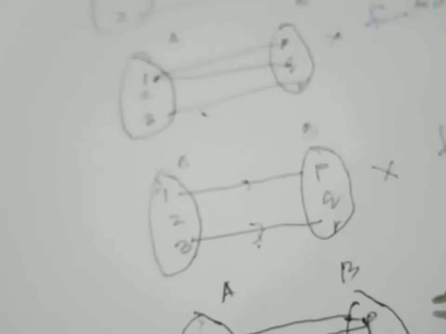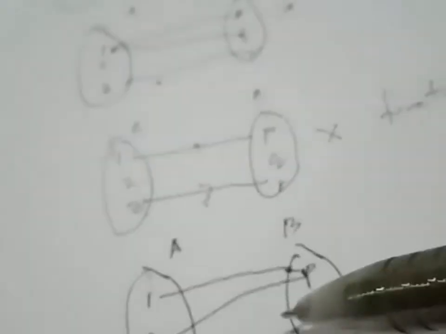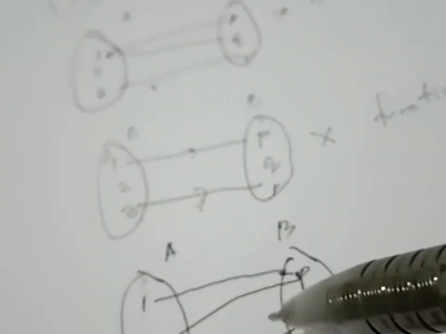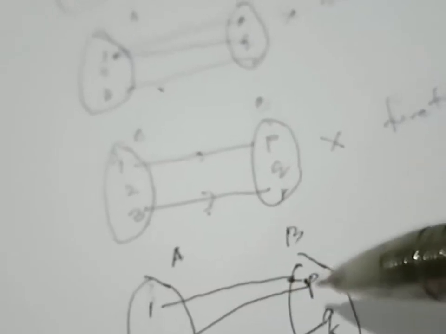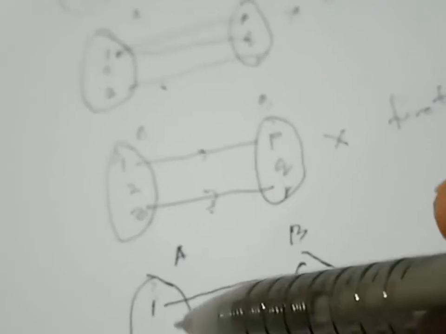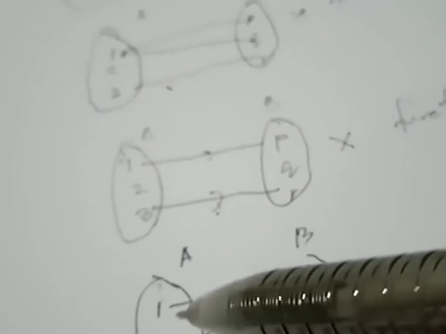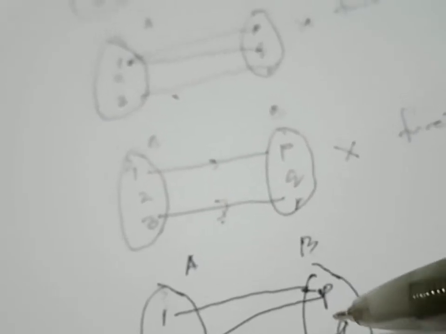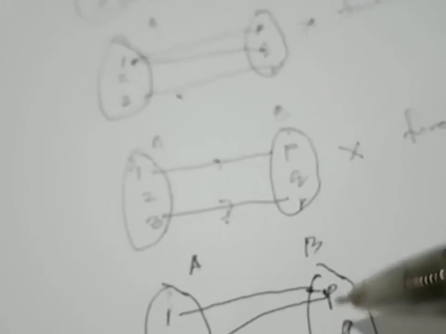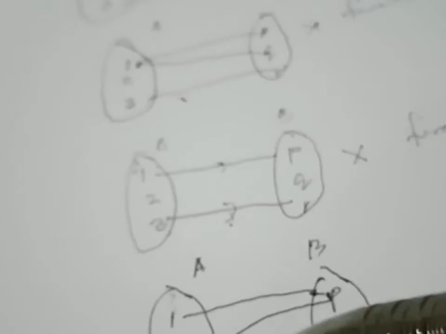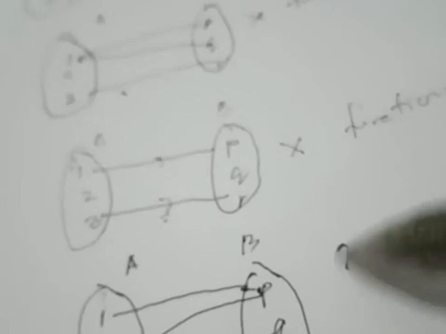Okay, 1 and 2 share the same output, and 3 is assigned to Q. This is a function because each value in A is assigned to exactly one value in B. So this is many-to-one. For example, two persons may have the same name, or two persons may share the same age. So this is considered a function.